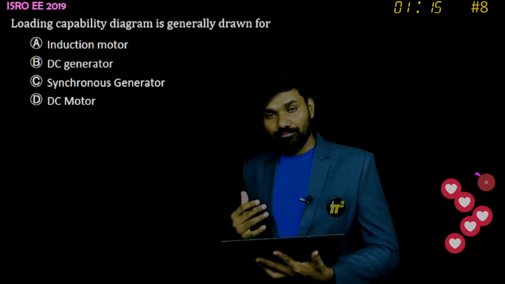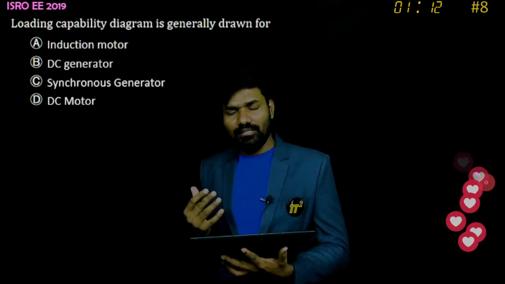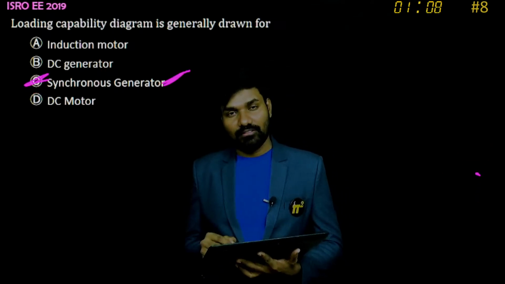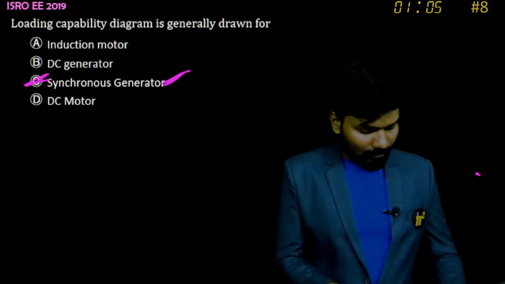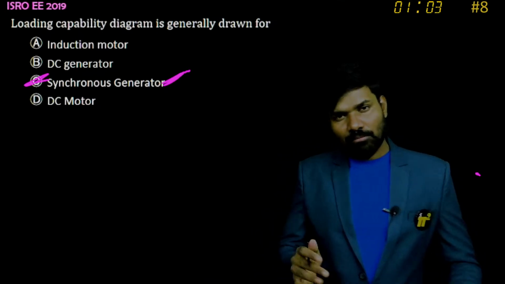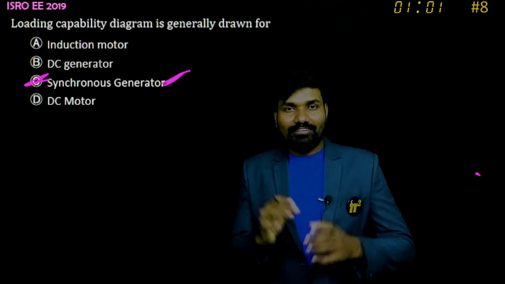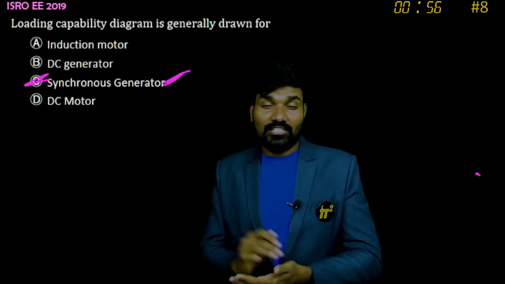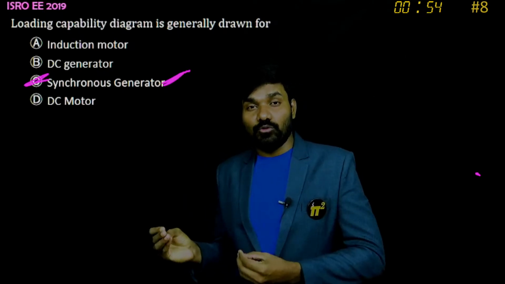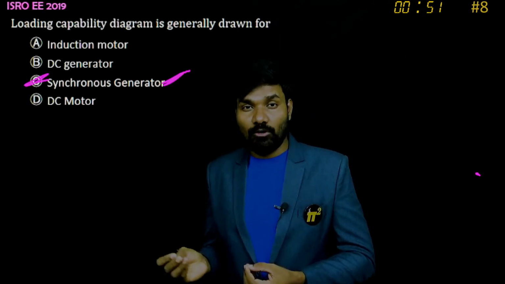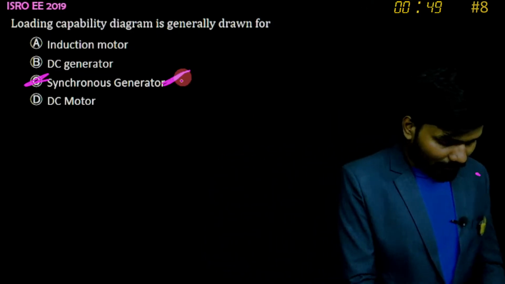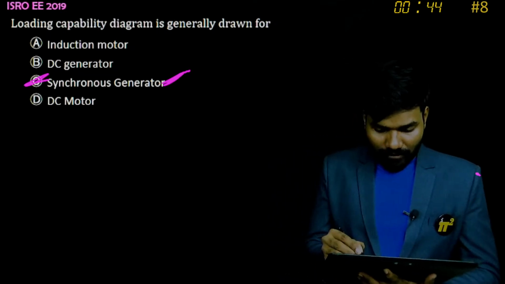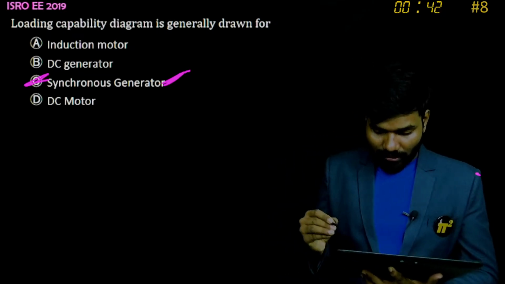Loading capability diagram. Loading capability diagram is drawn for alternators, synchronous generators. So what is this loading capability curve, or generator capability curve you can call? It will set the limits. It will give the boundary of operating conditions, like you have in case of SCRs, SCR operating zone, power MOSFET, power BJT operating zone. Similarly, this generator capability curve also will set the operating region. Just Google it, you will get some basic idea about it. I'm moving to the next question.